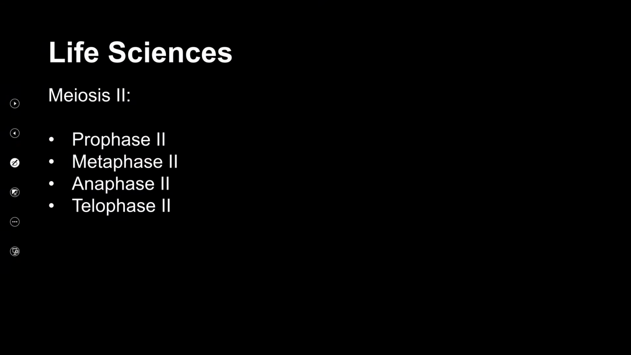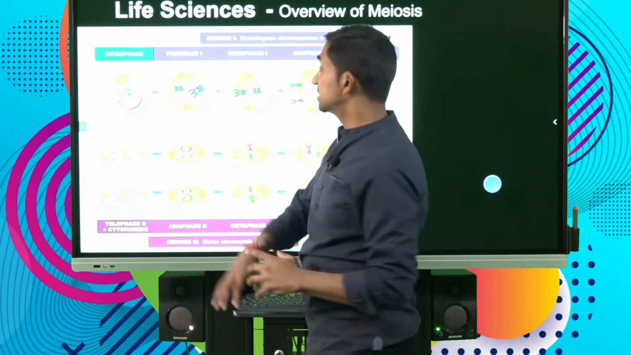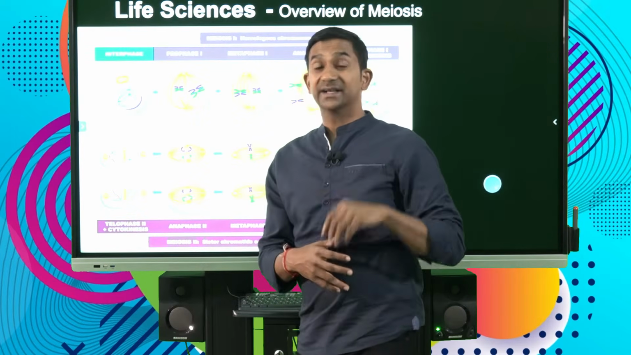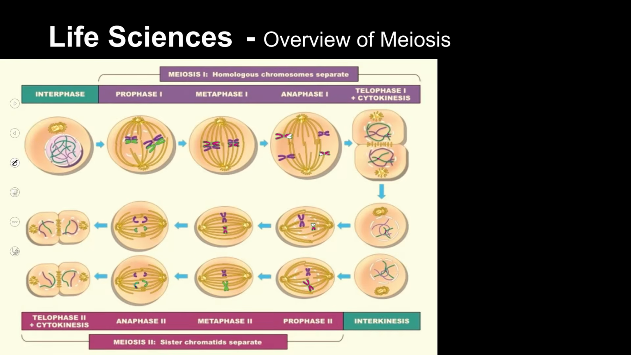All right, and so we do recognize that meiosis II, or the second part of meiosis, contains four phases, which are prophase II, metaphase II, anaphase II, and telophase II. And guys, as we wrap this segment up, this is an overview of the process. I'd like to spend some time getting into the overview of each process and then some questions.